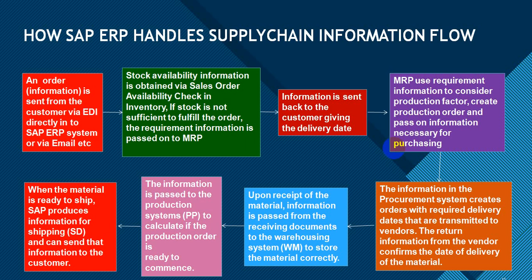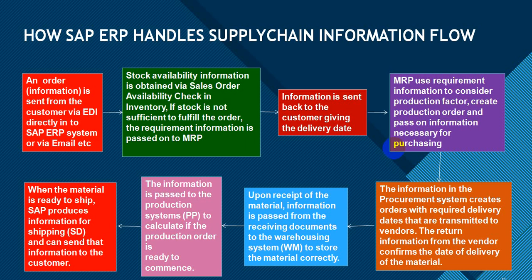MRP is material requirement planning. You see how integrated this thing is. All right, so information is sent back to the customer given the delivery date. So if we don't have stock, it means we may not be able to deliver on the same date that the customer has requested. So we might need to communicate back with the customer to make the customer understand the new date that we could deliver, and if it is fine, then we can go ahead to process that order.